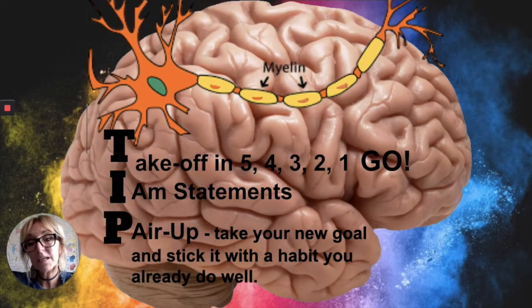I gave you some tips to build that myelin, to be courageous, to do those hard things. 5, 4, 3, 2, 1, go. Just don't even think about it. Just count down, and when you get to 1, you just start doing that. The I am statements. Setting up a life for if you want to become a better reader: I am a reader. And then you start doing the habits of reading. And P, pair up your new goal with something you're already doing well.